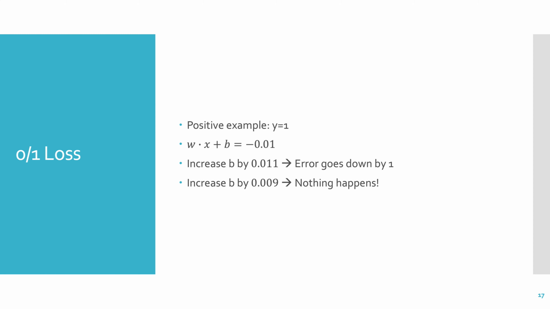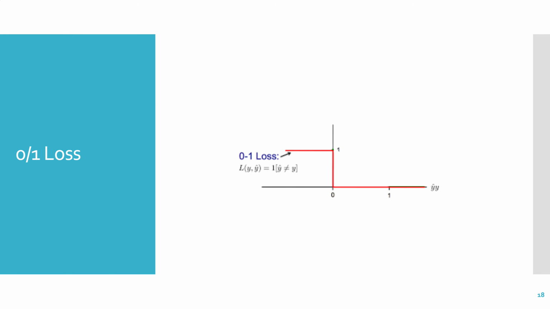Let's see this visually. The x-axis is y hat, which is just y times (w dot x plus b). So it's just the truth times the prediction. This should look familiar because it's actually the loss that the perceptron algorithm uses. We update if y times a is less than or equal to 0, which means we've made a mistake.